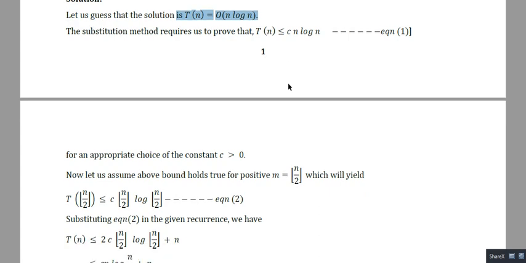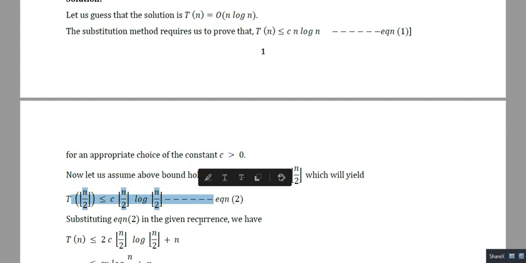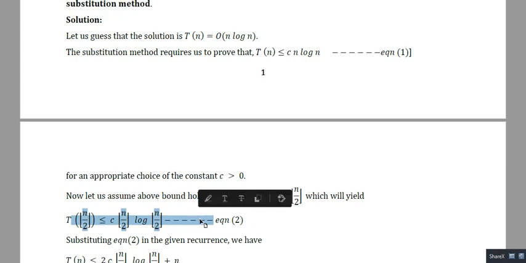Now if this is the case, then if we place n by floor of n by 2 in place of n, it will be T(floor of n by 2) is less than or equal to c into floor of n by 2 into log floor of n by 2. You just mark this equation as equation 1 and this equation as equation 2. So this was my assumption. Based upon this assumption, just changing the value of n, I am again getting this.